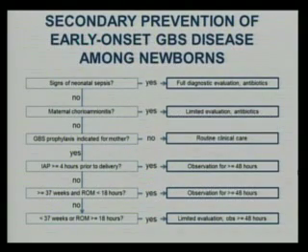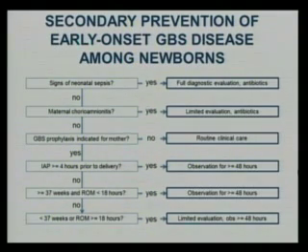So this is a diagram that shows the secondary prevention of early onset GBS disease among newborns. This is briefly the steps that you take in your head when you're getting this new baby that's born. Does the baby have signs of neonatal sepsis? Yes, you're going to do a full diagnostic evaluation and start antibiotics. If they don't, you ask, did mom have chorioamnionitis? Yes, she did. You still give antibiotics and do a limited evaluation.